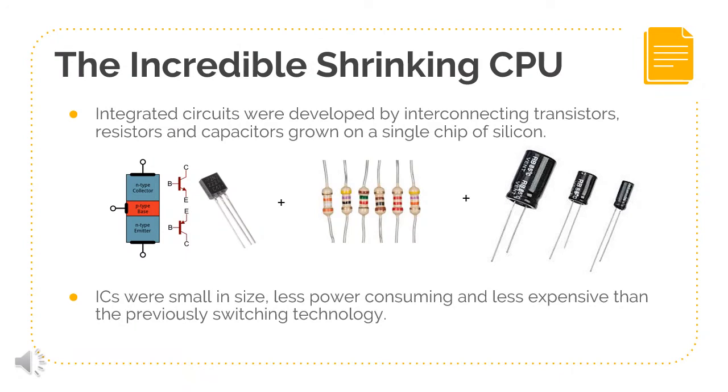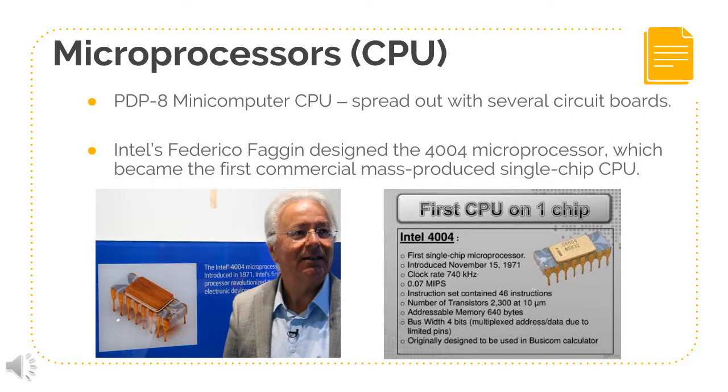The integrated circuits were developed by interconnecting transistors, resistors, and capacitors. Integrated circuits were small in size, less power-consuming and less expensive than the previous switching technology. We have completed the incredible shrinking CPU. The next section will be about the microprocessor, CPU.